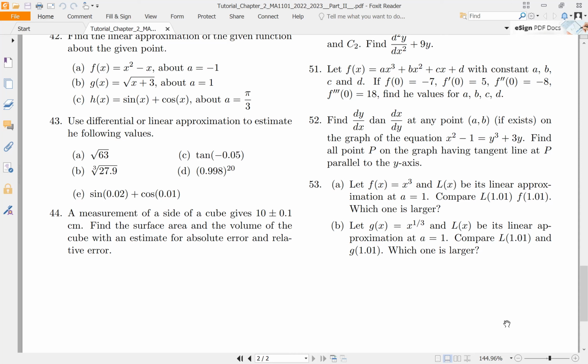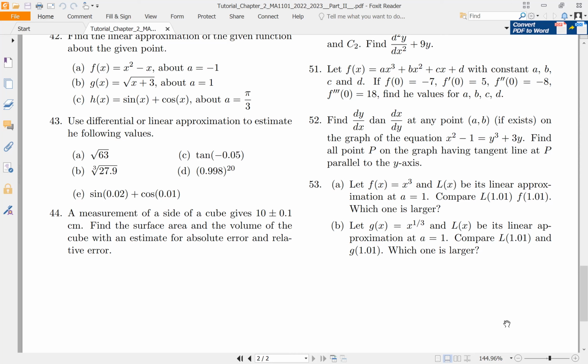So the function is obviously tangent of x about a equals 0. Then finally, substitute x equals minus 0.05. For 43d, the function is x to the power 20, around a equals 1. After finding the linear approximation, just substitute x equals 0.998.